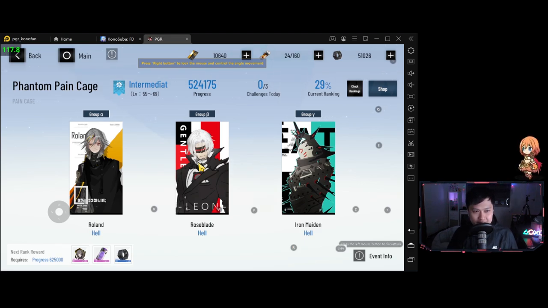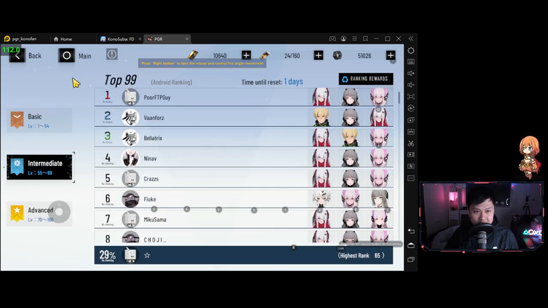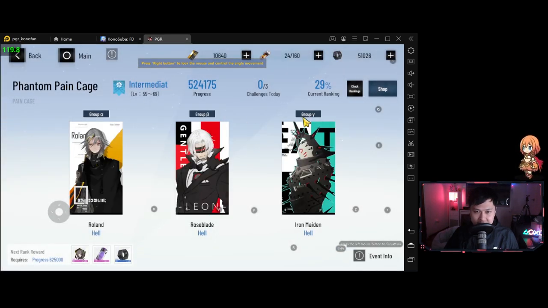But what is really interesting about all of these game modes, Tower of Babel, Phantom Pain Cage, and Warzone, is that there is one thing in common: the rewards are always relatively easy to get, or they're not massively impactful. So for example, this bad boy, I think I'm going to be demoting this time. Where am I? Oh wait, sorry. This is Phantom Pain Cage.